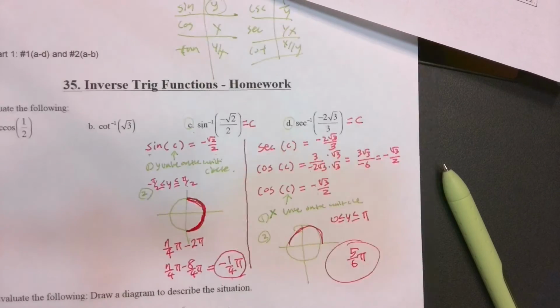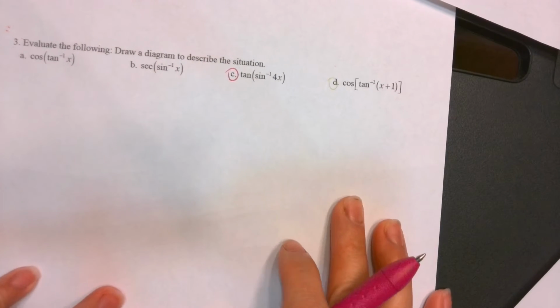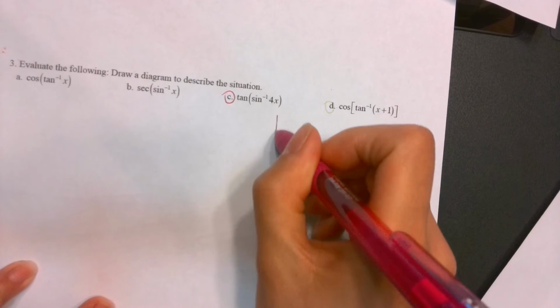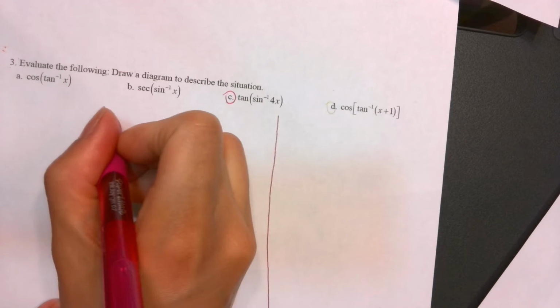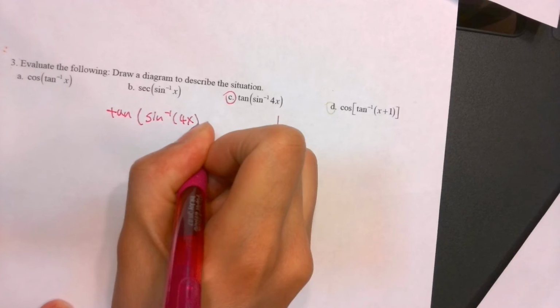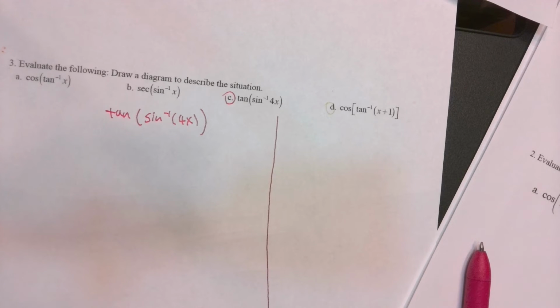Okay? All right, so that was done with part 1. Now let's go over questions from part 2. Number 3, C and D. I will try to move it up a little bit so you guys can see that. Let's do letter C first. We have tangent of inverse sine of 4x going on over here. And for this question, we need to draw a diagram to describe the situation.